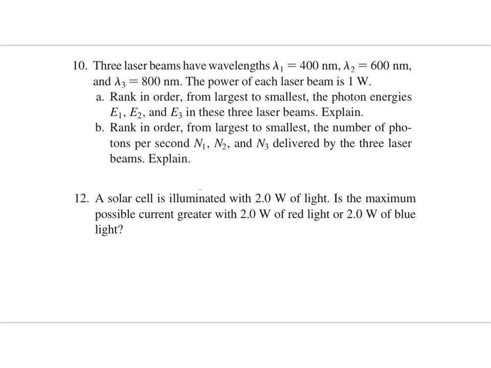Here's a couple of quick ones for you, okay? Three laser beams have wavelengths 400, 600, 800 nanometers. The power of each beam is 1 watt. Rank in order the photon energies, and rank in order the number of photons per second delivered by the laser beams. Take a minute, think about that one. Come up with an answer for both parts. I'll be back.